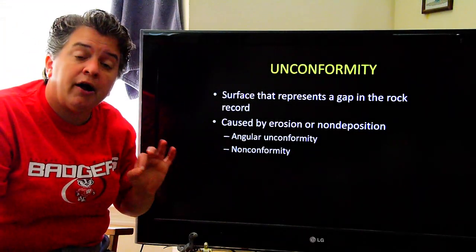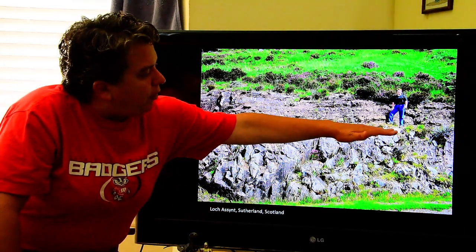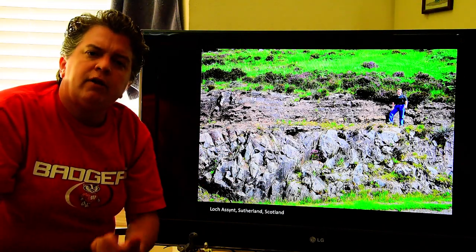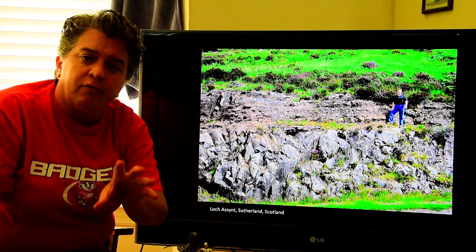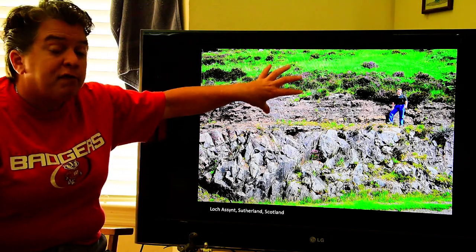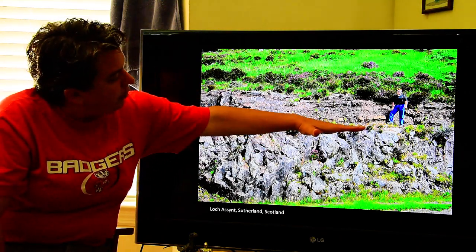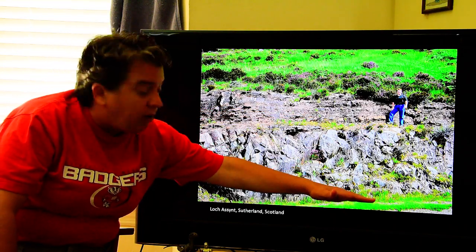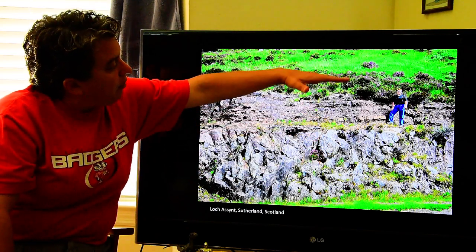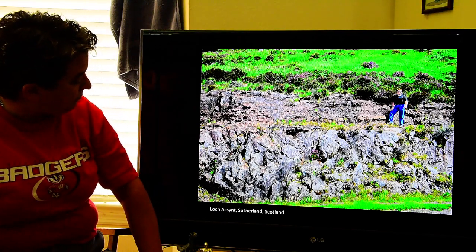You also have the non-conformity, and this is where, right here is our unconformity. The rocks under the unconformity are intrusive igneous or metamorphic rocks, the kinds of rocks that form deep, deep underground. And the rocks sitting on that unconformity are sedimentary rocks that form at Earth's surface. In this case, our unconformity is right here. These rocks are Lewisian gneiss. Remember, gneiss is metamorphic. And these rocks above are Torridonian sandstone, your sedimentary rock.